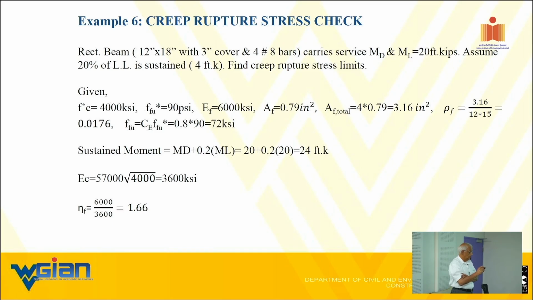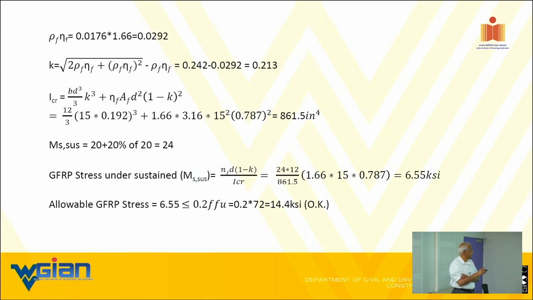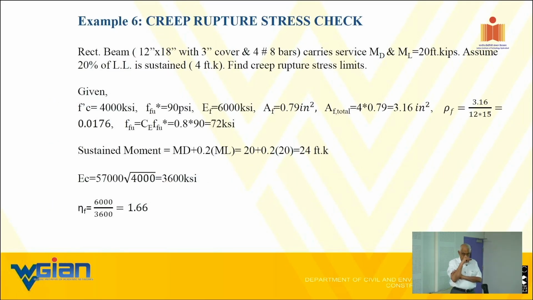So again, we want to talk about sustained moment. The dead load is always 100% sustained. 20% of the live load is sustained. Sir, if nothing is given in the statement, then we have to assume only 20% of the live load is being sustained? Correct. That is by default. You may have a much higher sustained load due to utilities, for example. So you have to check it. If nothing is given, you assume 20%.